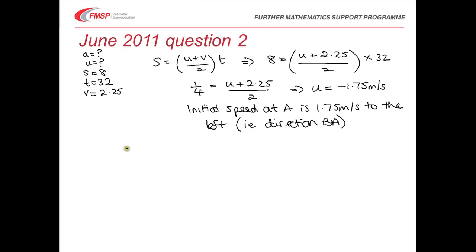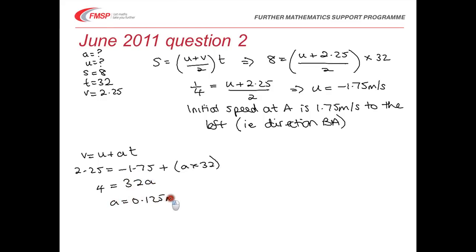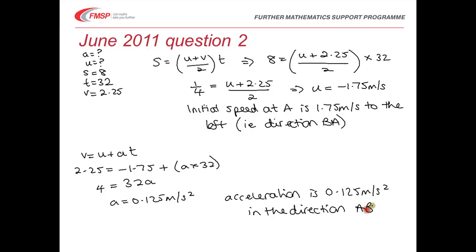Now we've worked out U, it's quite straightforward to find A. We can just use V equals U plus AT. 2.25 equals minus 1.75 for U, plus A times 32. Bringing that over to the left, we get 4 equals 32A, and so A is 0.125, and so the acceleration is 0.125, and because it's positive, it's in the direction AB. In other words, from left to right.